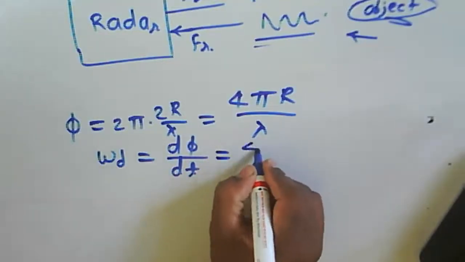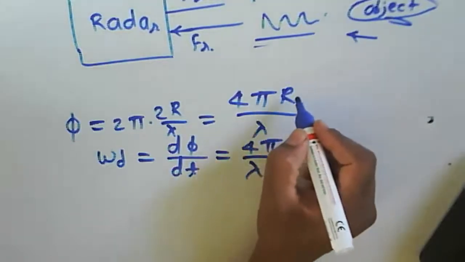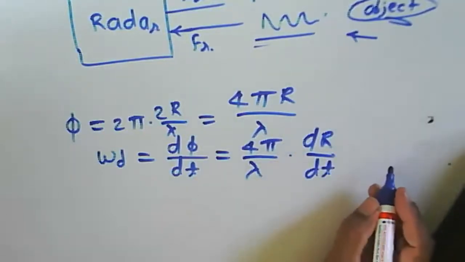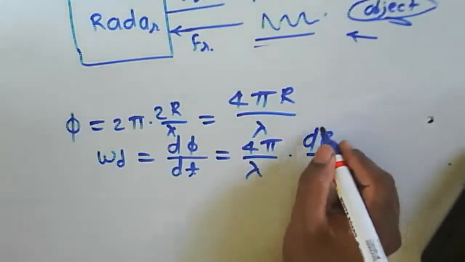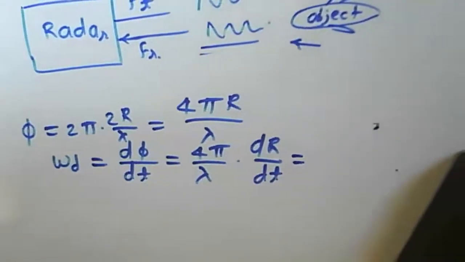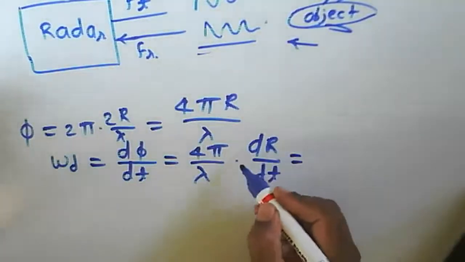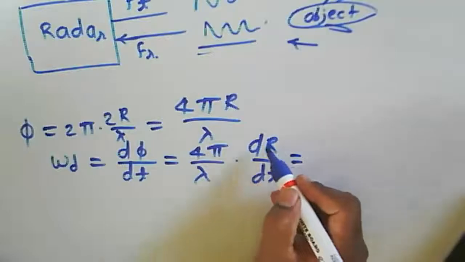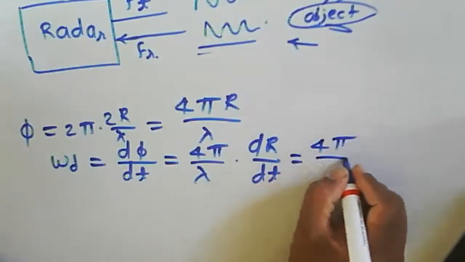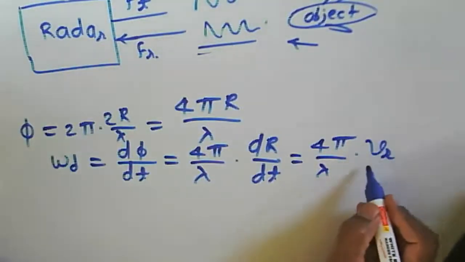So we can define here 4 pi by lambda, and R changes with respect to time. That's why we have dR by dt. And dR by dt is nothing but what? It is the change in the range with respect to time. It is nothing but the radial velocity of the object. So in that case, we can define 4 pi by lambda times the radial velocity.